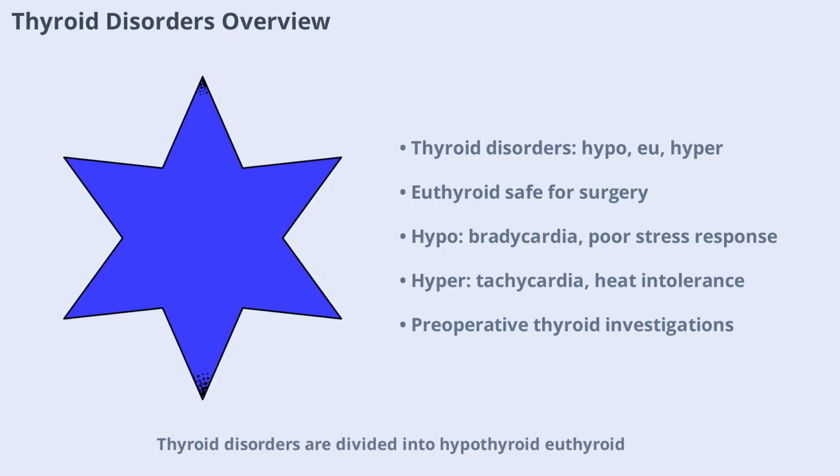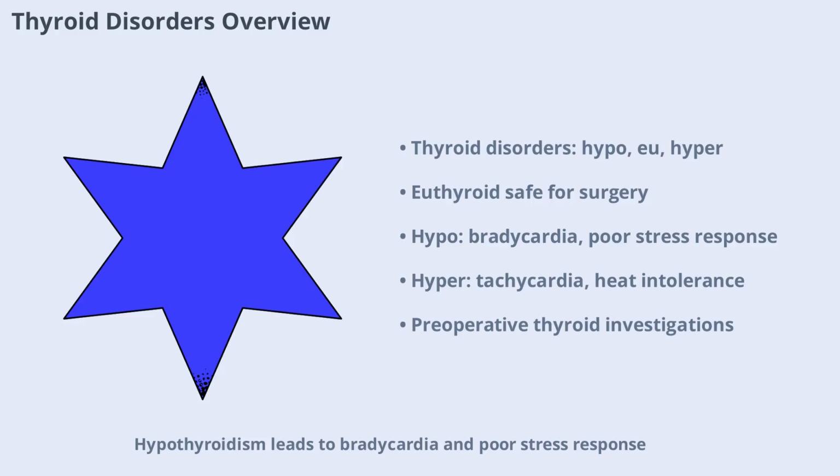Thyroid disorders are divided into hypothyroid, euthyroid, and hyperthyroid. Euthyroid patients pose no surgical risk, while hypo and hyperthyroid patients require postponement of elective surgery until euthyroid status is achieved.